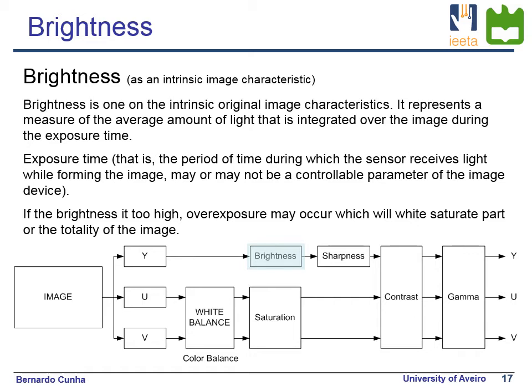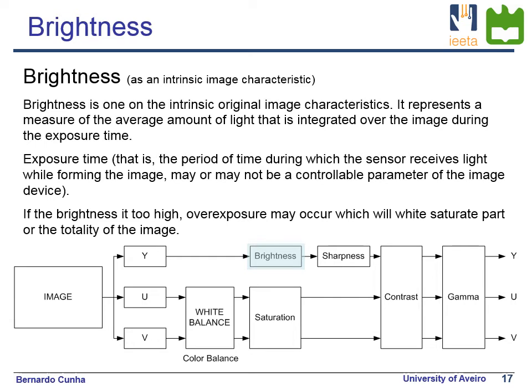Of course, if the brightness is too high, you can come to a situation that you call overexposure. In that case, probably part or completely the full image can be saturated in the sense that all the pixels will simply become white.